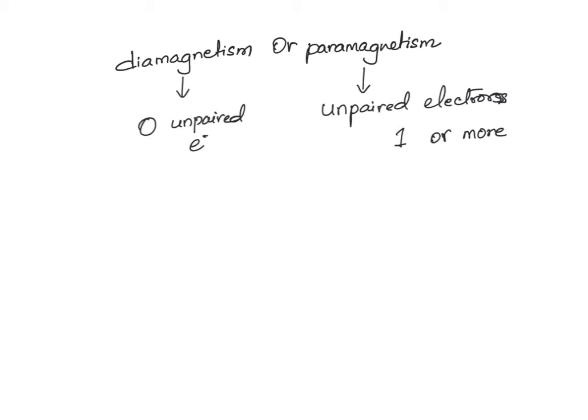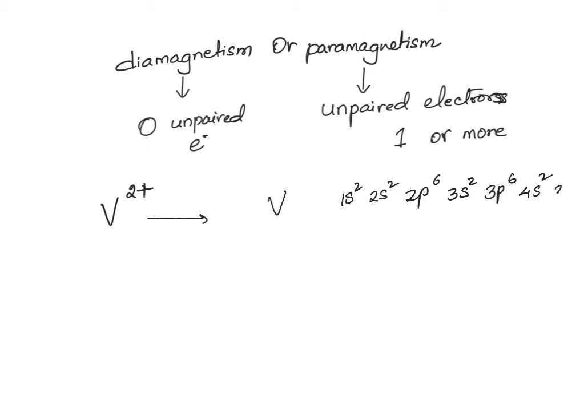So if you had to tell for a species, say for example vanadium 2+, whether this was a diamagnetic or paramagnetic species, how would you do this? First you write down the electronic configuration of vanadium itself, which is 1s2, 2s2, 2p6, 3s2, 3p6, 4s2, 3d3. That's 23 electrons in vanadium.